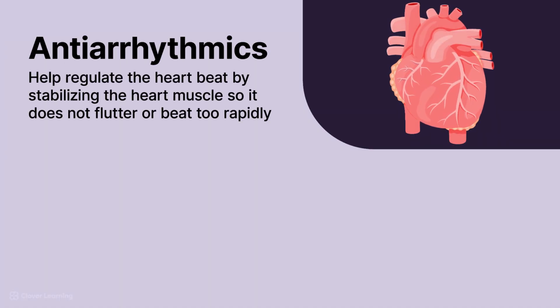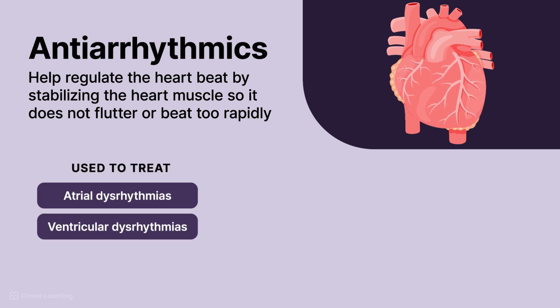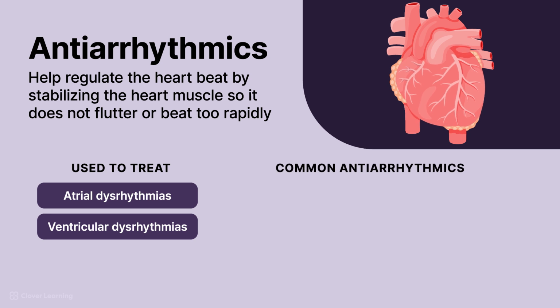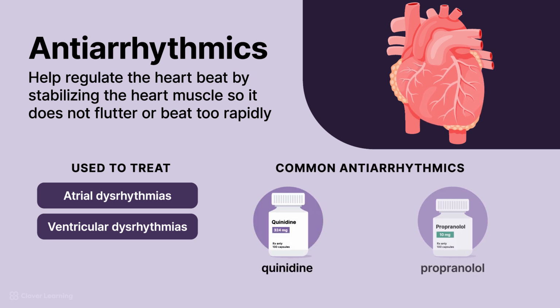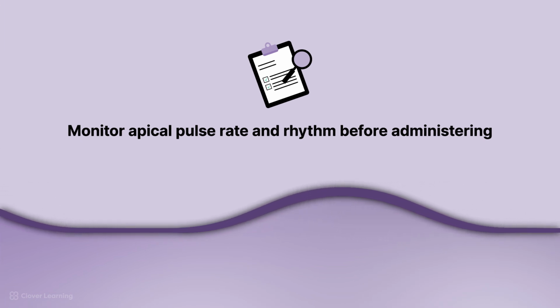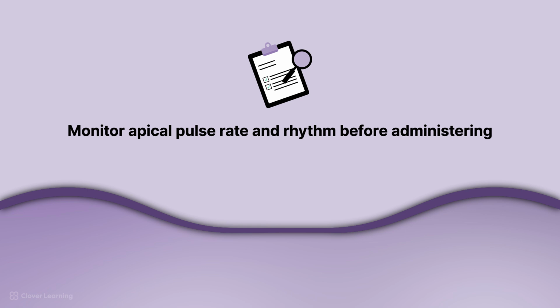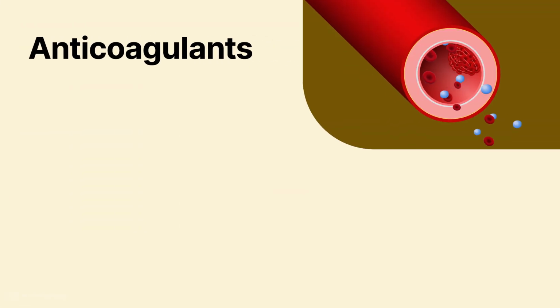Antiarrhythmics help regulate the heartbeat by stabilizing the heart muscle so it does not flutter or beat too rapidly. Antiarrhythmics are used to treat atrial and ventricular dysrhythmias. Common examples of antiarrhythmics include quinidine and propranolol. Because antiarrhythmics impact heart rate, it's important to monitor a patient's apical pulse rate and rhythm before administering these medications.